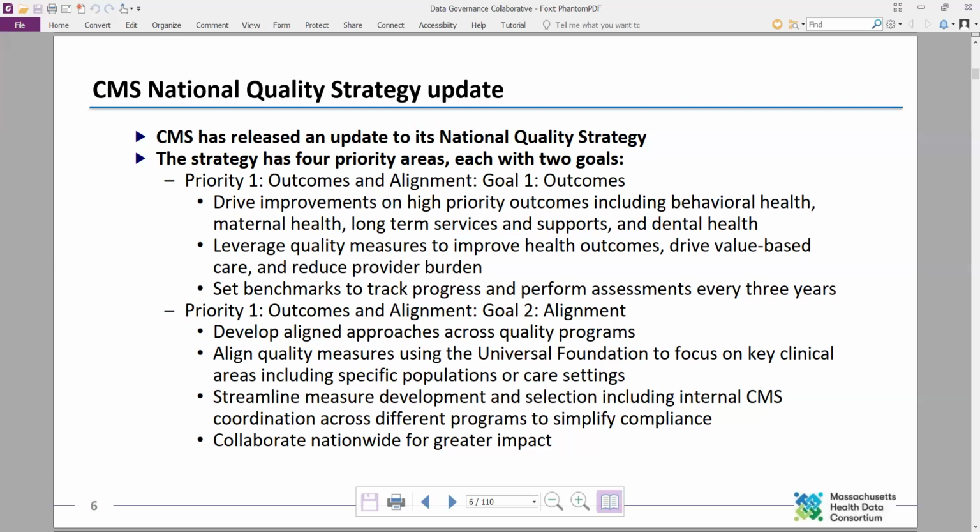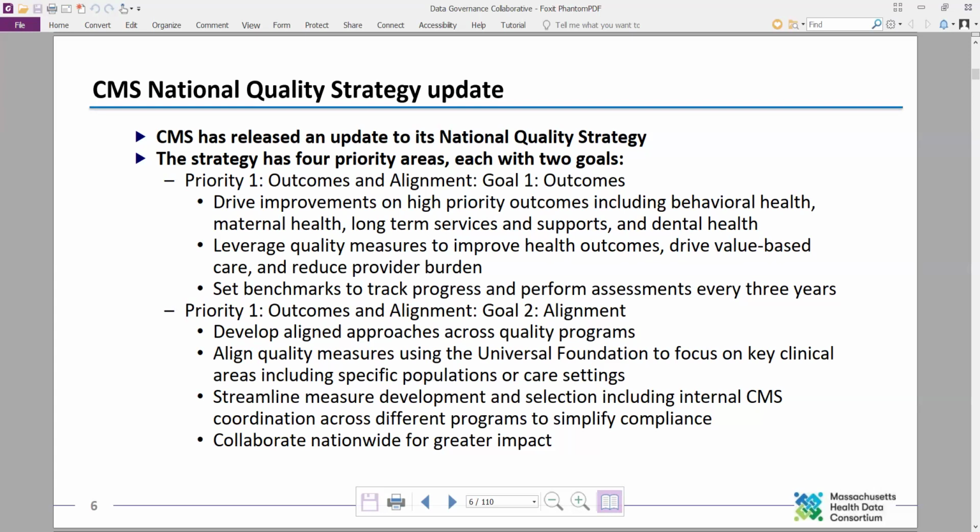But I would also look at those key clinical areas. I would jump back up to outcomes and look at the high priority outcomes, and I would assume that part of what they're going to do is align the measures with those high priority outcomes. They're also looking to streamline the measure development and the way measures are selected, including internal CMS coordination across the different programs. Part of the burden reduction would be having different CMS programs have the same or similar requirements around quality measures. That's one thing they're actively looking to, and they're looking for more industry collaboration.